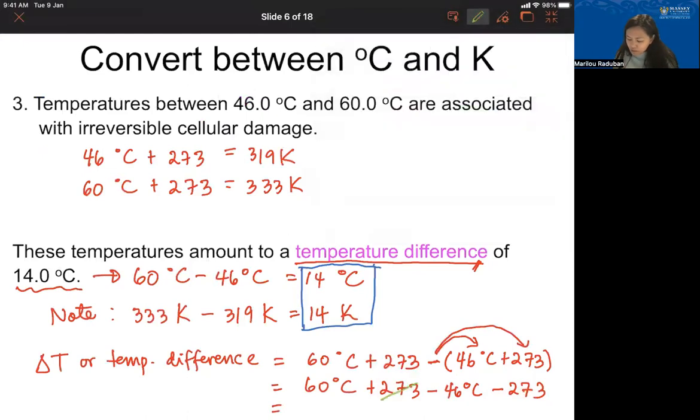Yeah, so this 273 cancels each other out, and therefore you are only just subtracting the actual temperatures, 60 minus 46, which is 14. 14 degrees Celsius, and that's also 14 Kelvin because you did the conversion by adding this 273. Does that make sense?